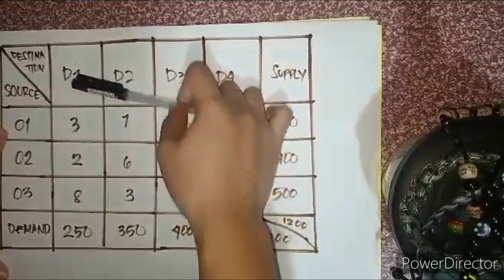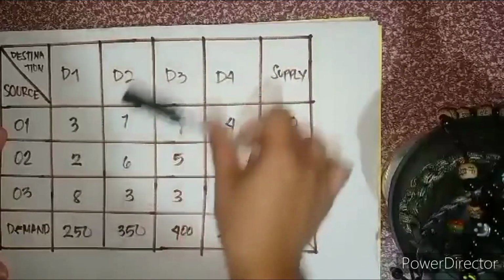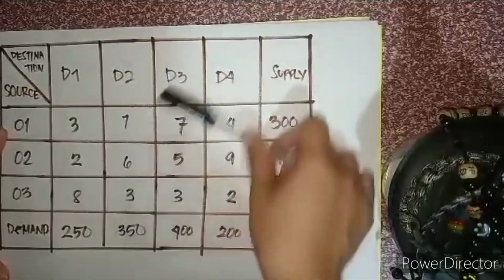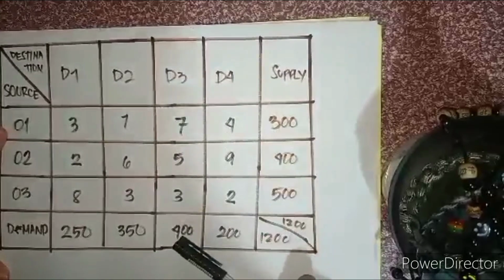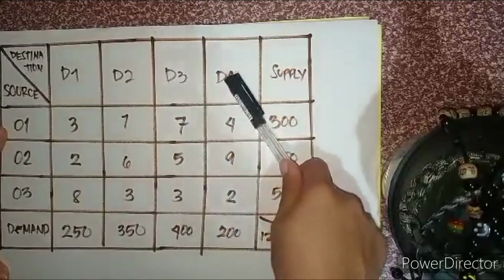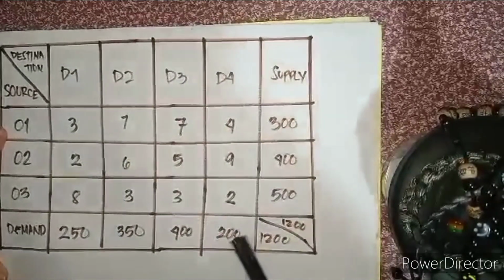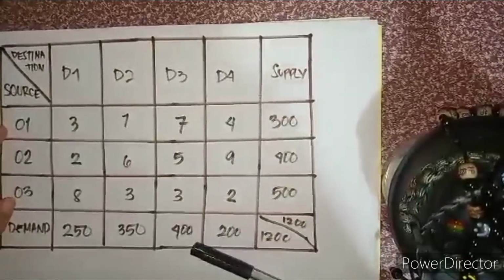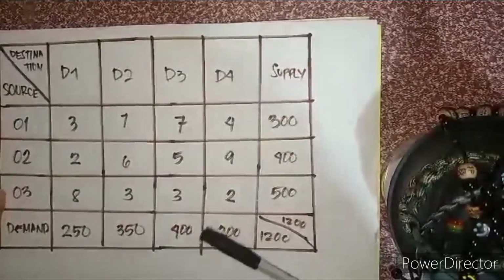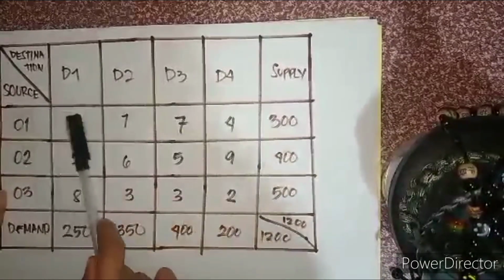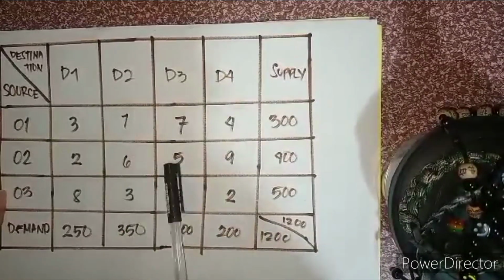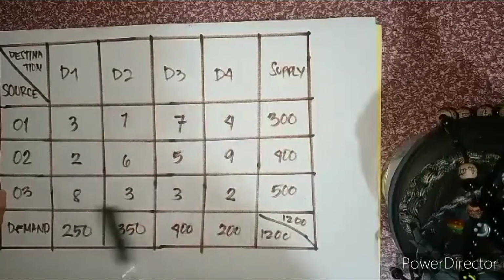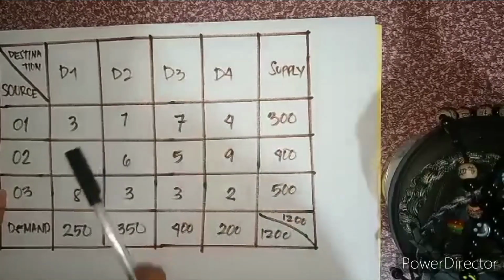For D1, we have the demand of 250. For D2, we have the demand of 350. D3, we have the demand of 400. And for D4, we have the demand of 200. In this table, we have 12 different transportation costs. So 1, 2, 3, 4, 5, 6, 7, 8, 9, 10, 11, 12. These are the transportation costs.